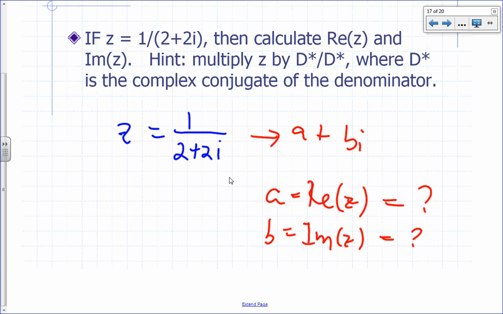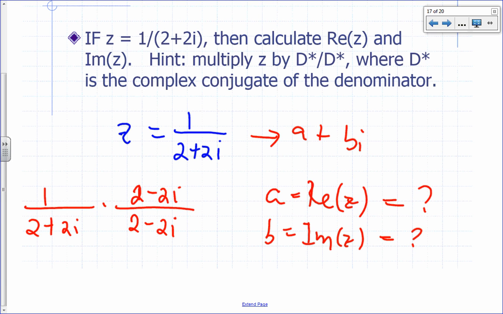What you need to do is, it's just like getting rid of square roots in the denominator. You rationalize it. So you multiply this by 2 minus 2i over 2 minus 2i. Because what happens when you multiply this by its complex conjugate? Anytime you have a complex number and you multiply by its complex conjugate, you get a real number. So that gets rid of the i in the denominator. Okay, homework number 2.